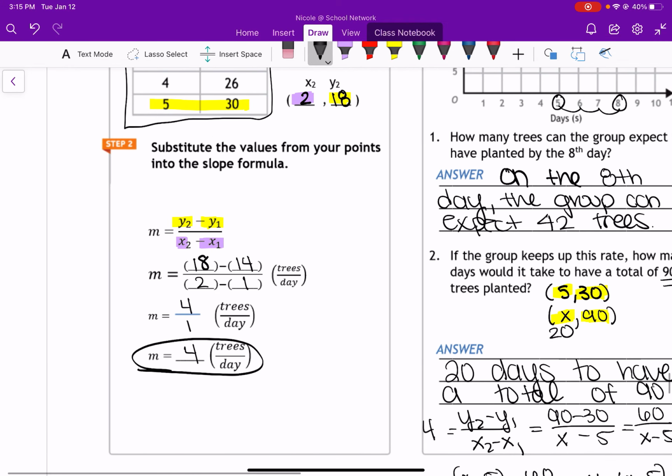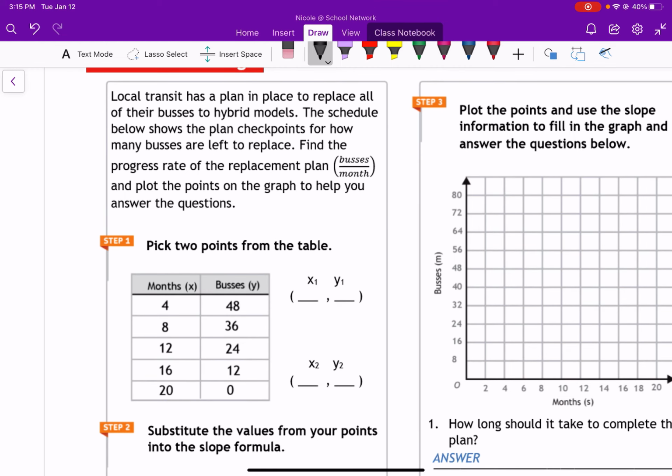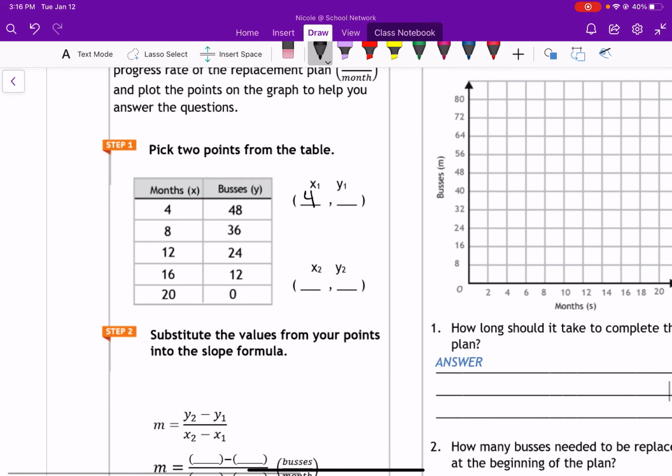Okay, so let's try another one. So here we have a local transit has a plan in place to replace all of their buses to hybrid models. The schedule below shows the plan checkpoints for how many buses are left to replace. Find the progress rate of the replacement plan, buses per month, and plot the points on the graph to help you answer the questions. Okay, so here I like to just do the first 2 points, (4, 48) and (8, 36).